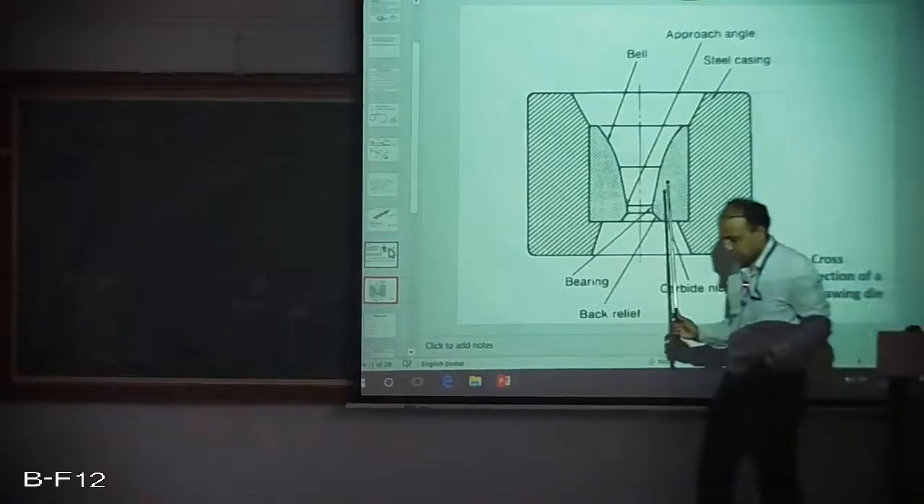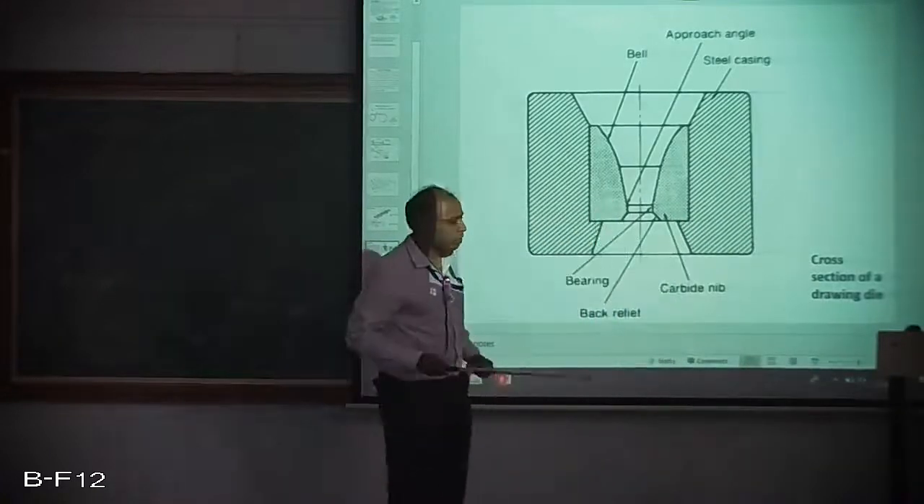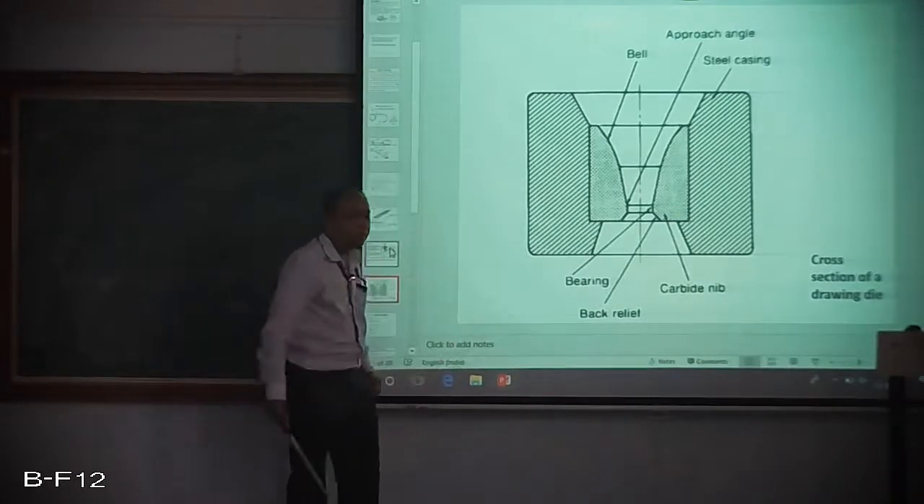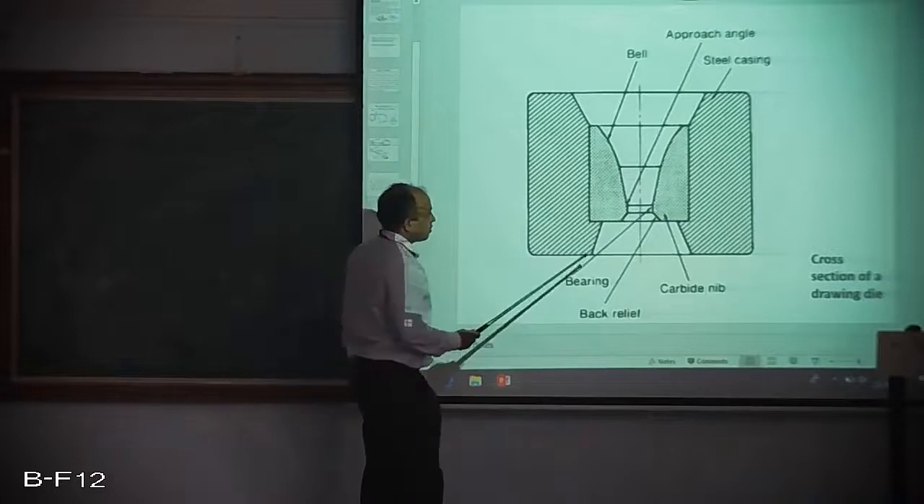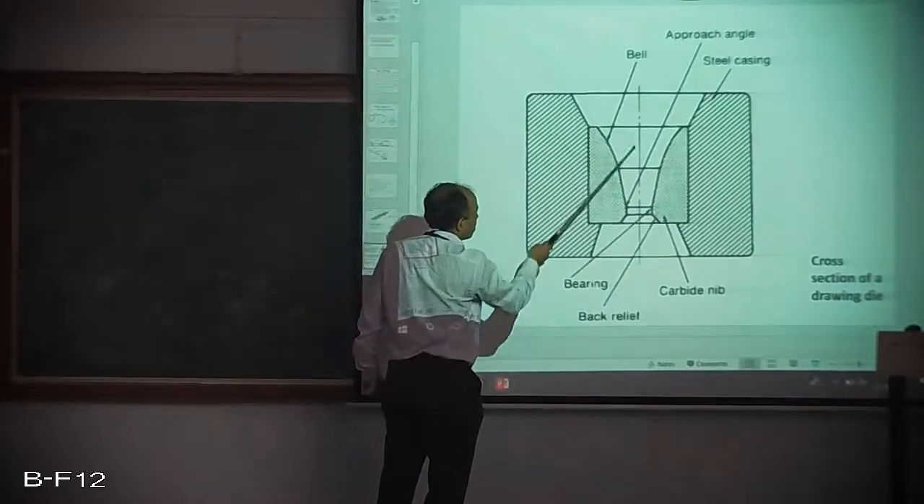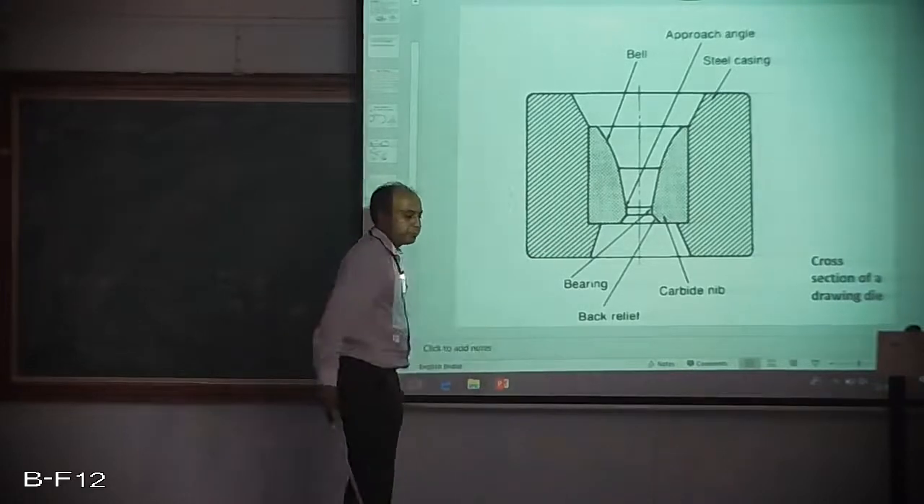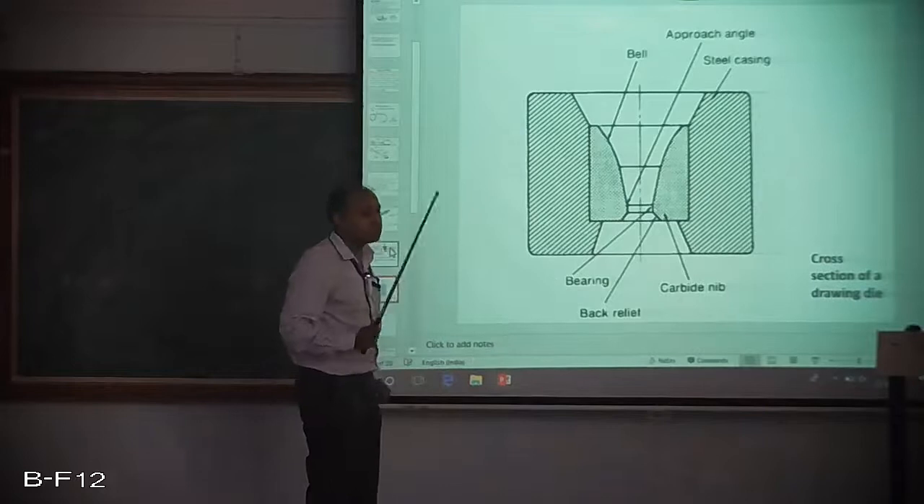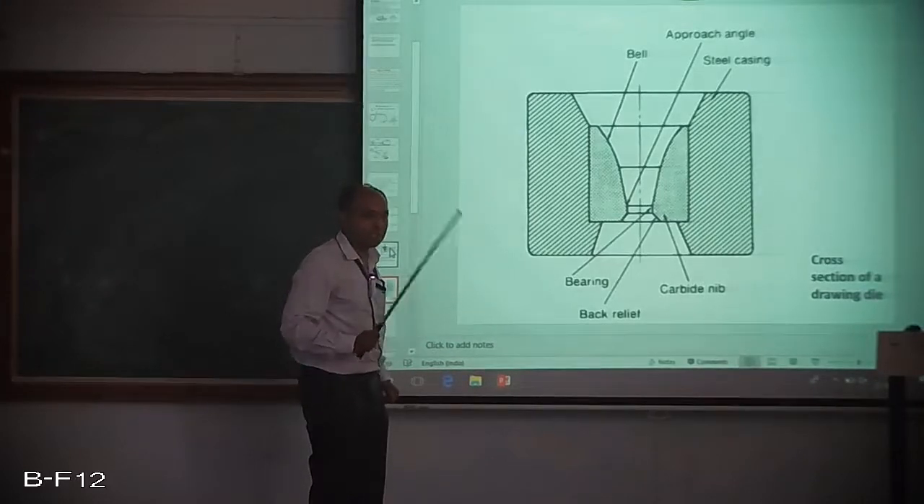Now, the same extra schematic of the drawing die. I'm covering the drawing die, cross section 1. If you see here, this is the region where the work material actually comes in contact with the die. But I am showing this big portion. So it is a composite die. It is not made up of a single piece.